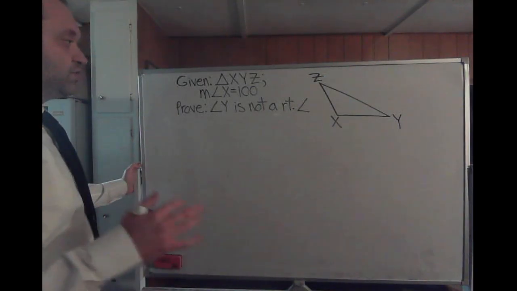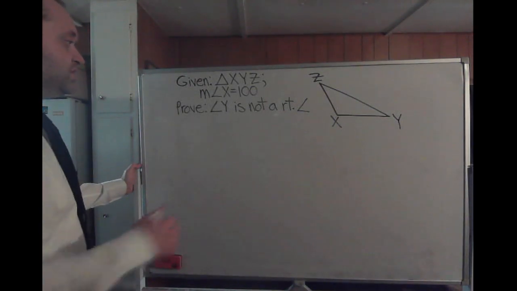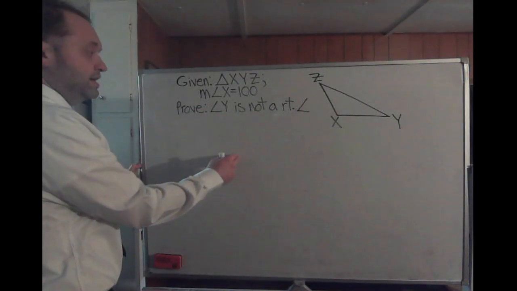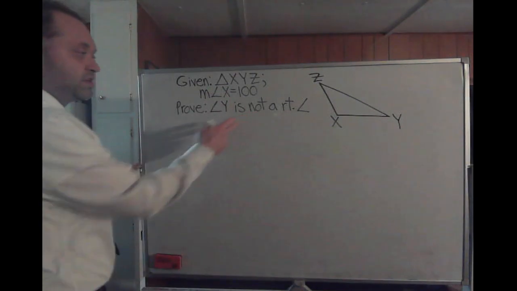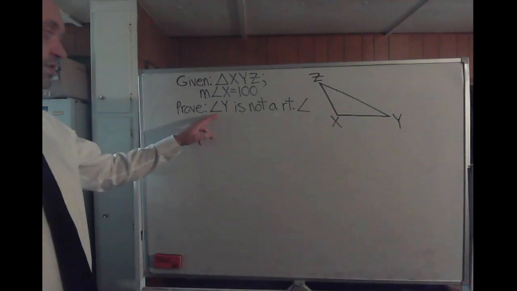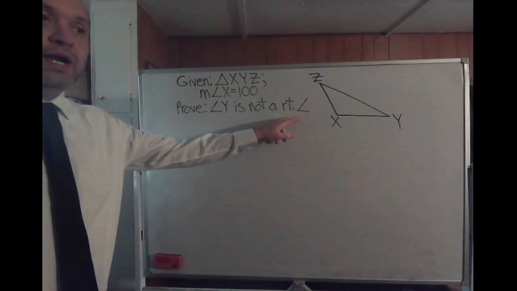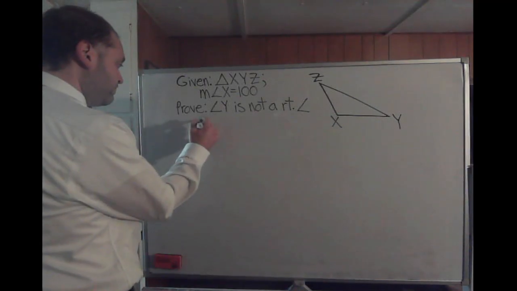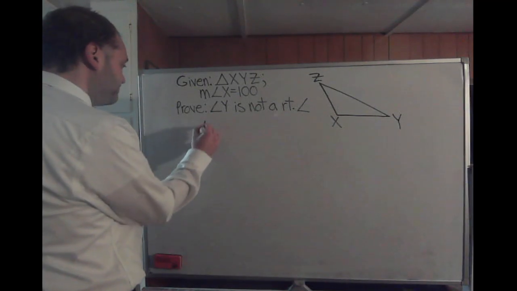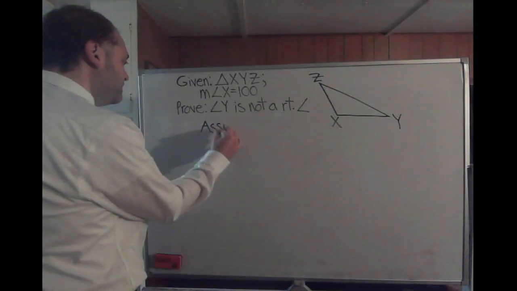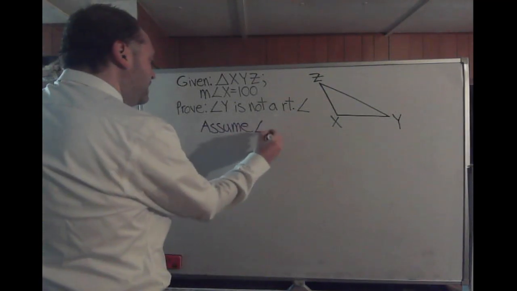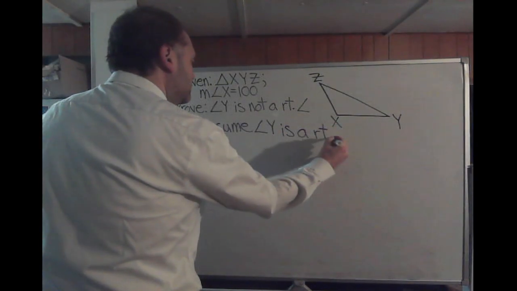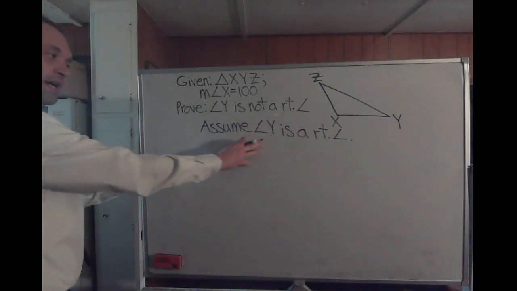And to start an indirect proof, what you have to do is start by assuming the opposite of the conclusion is true. In this case, the conclusion, what they want you to prove is that angle Y is not a right angle, okay? What we would have to do in this case is start by assuming that angle Y is a right angle. So we're going to start there. Assume angle Y is a right angle.